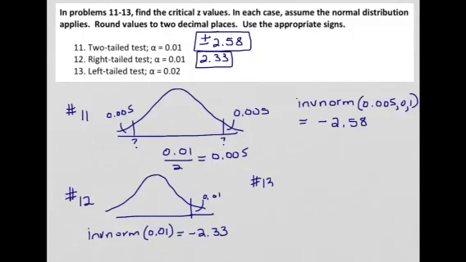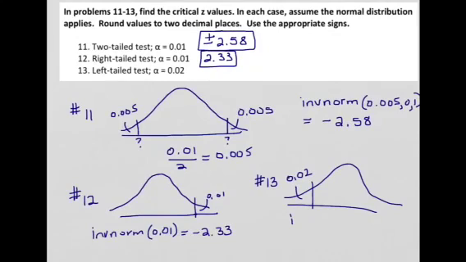And then in 13, it's a left tail test, and we have 0.02 in the left tail. So again, inverse norm of 0.02, and that turns out to be negative 2.05. Now in a left tail test you should have a negative solution, so we have negative 2.05, and that's the answer for that.